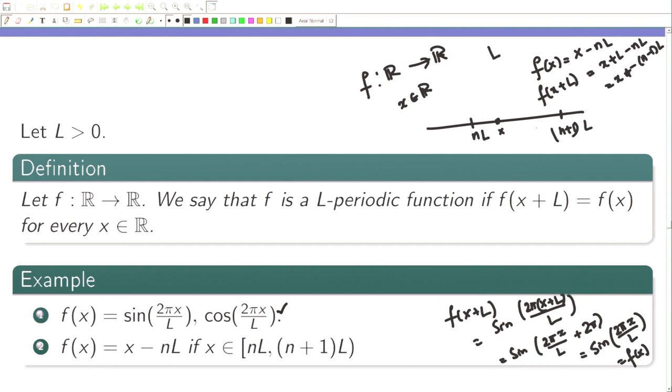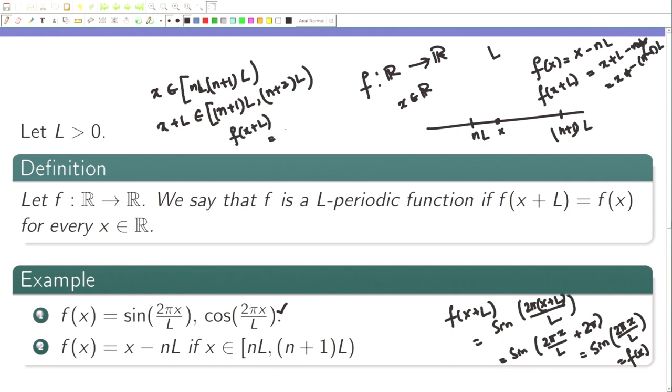Now, if x is lying between nL to (n plus 1) L, then x plus L is going to lie between (n plus 1) L to (n plus 2) L. Now, f of x plus L is equal to x plus L minus (n plus 1) L, which is equal to x minus nL. This is nothing but f of x. Therefore, this is an L periodic function.